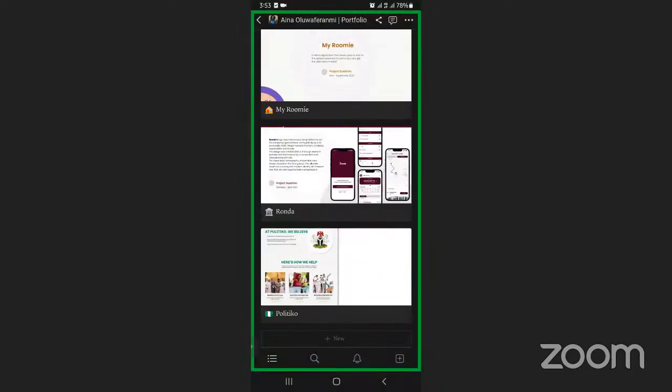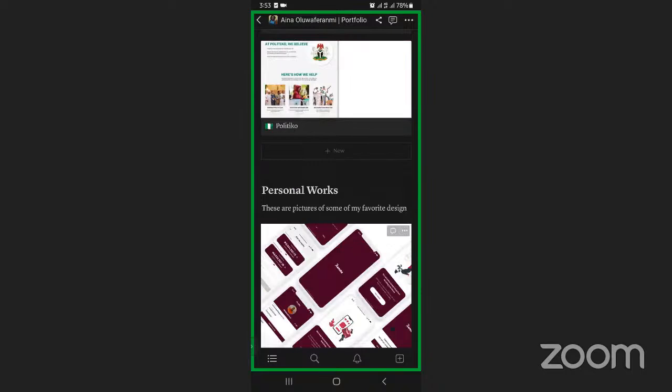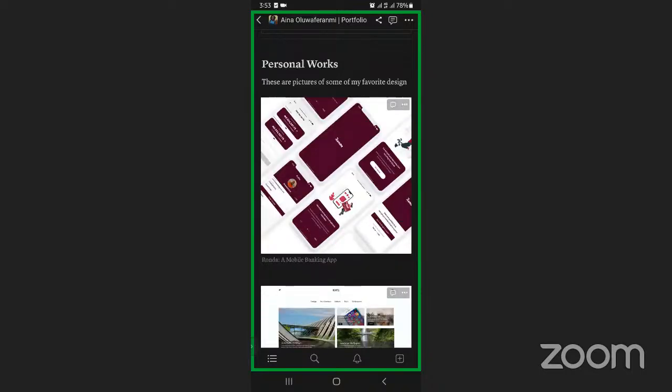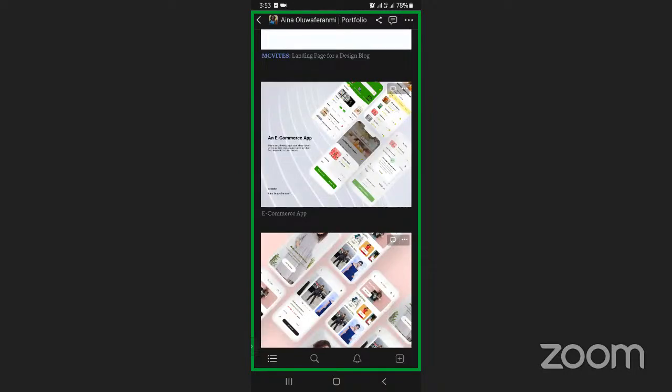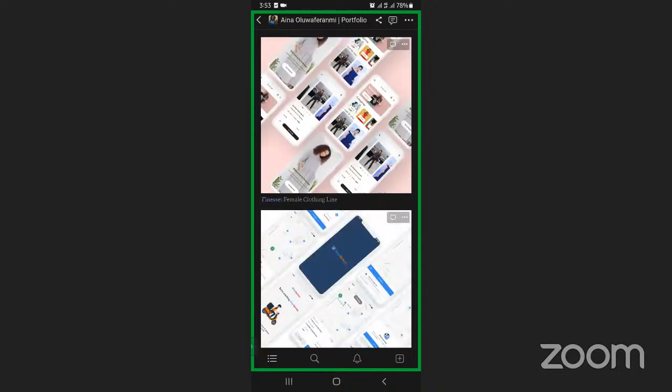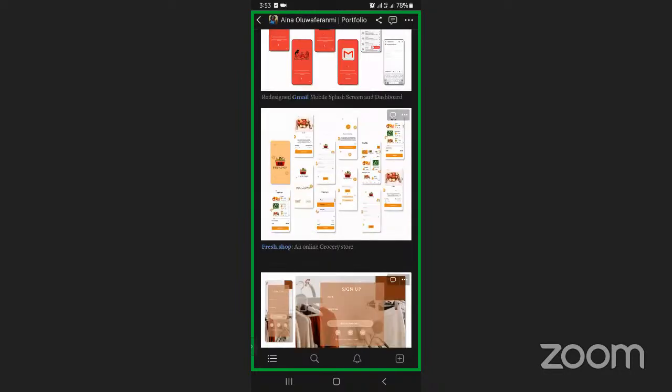I was supposed to do a design to make a splash screen, but now I'm saving that for the boot camp. So if you come for the boot camp, for every design that is here, you're going to know how I did it, what inspired the design, and how long it took me.